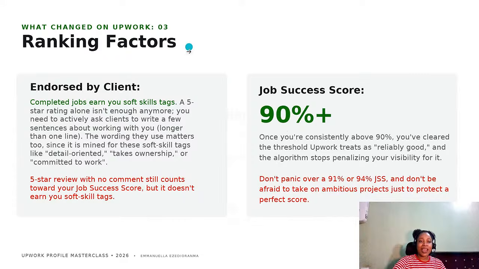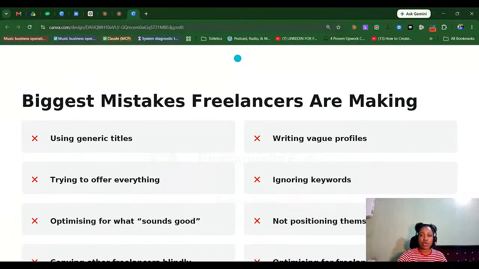Now, another ranking factor: endorsed by clients. I don't know if a lot of you are seeing that, but these days, Upwork is attaching soft skill tags to jobs you successfully delivered. Now, how does it do that? Okay, we'll get to that. I might as well show you this.